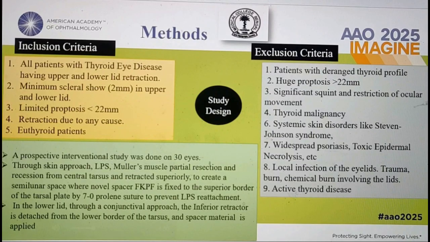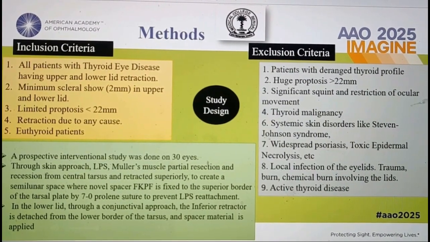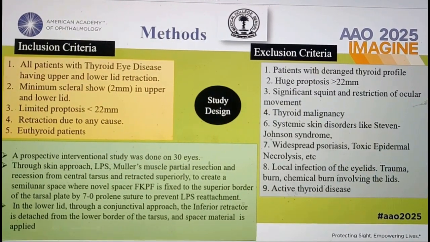Study design: a prospective interventional study was done with 30 patients. Through a skin approach, LPS plus muscle partial dissection and resection was done for the central tarsal and retracted superior, to create a space where the novel FKPF spacer is fixed to the superior part of the tarsal plate by 7-0 prolene suture to prevent LPS reattachment. In the lower lid, through a conjunctival approach, the inferior retractor is detached from the lower border of the tarsal and spacer material is applied.